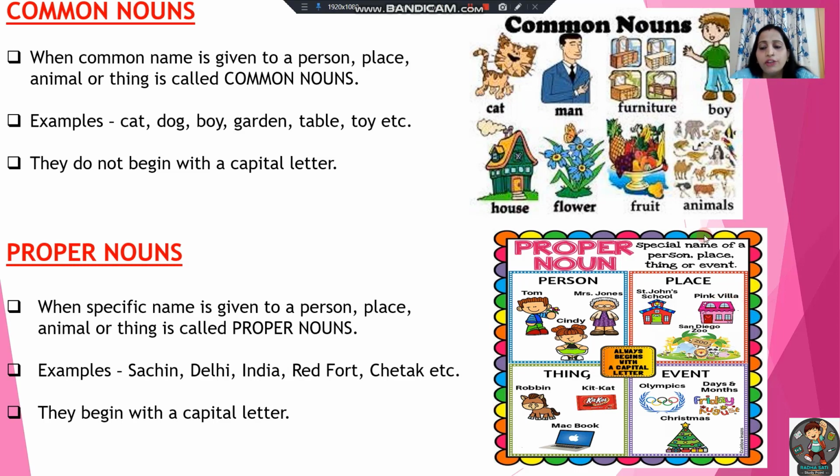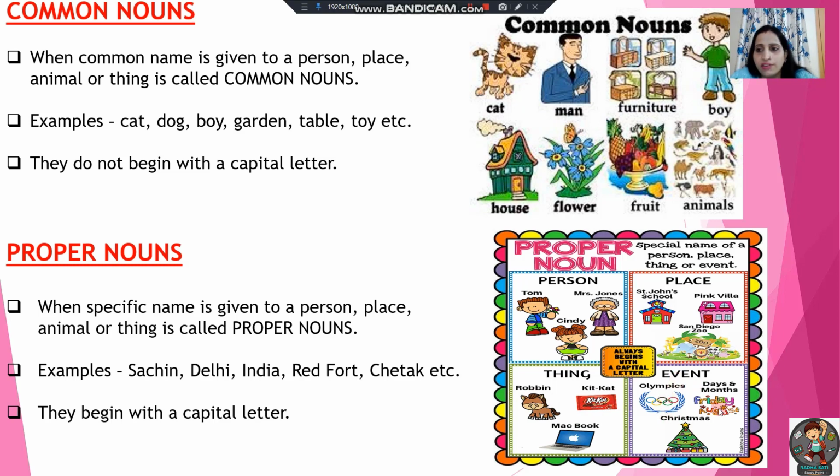Similarly, if we talk about only house, so that will be common noun. लेकिन अगर house का कोई particular name है, like see here the name is Pink Villa, then that will be proper noun. Similarly, here are the pictures of a Jew and we gave the name to a Jew. Similarly, some things are given and we gave the name to them. तो ये भी क्या होंगे हमारे सब proper noun.